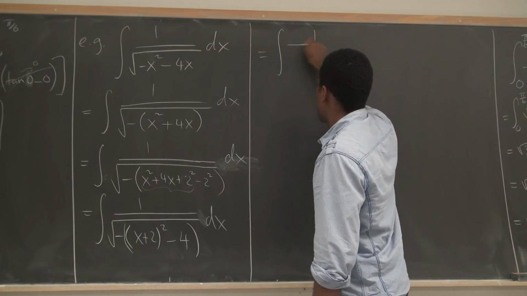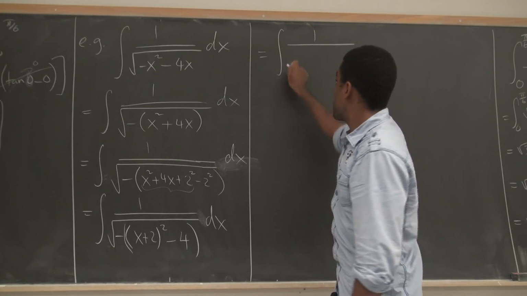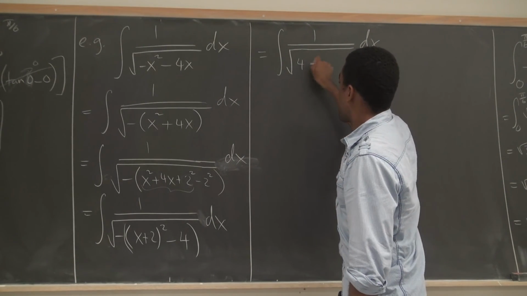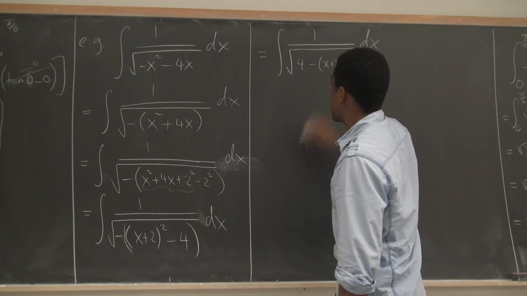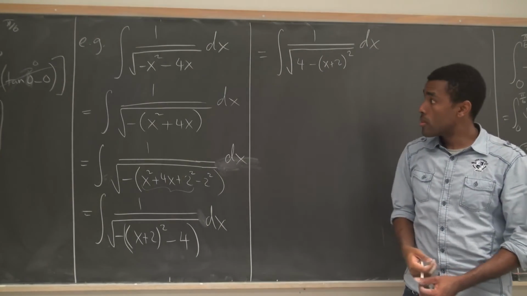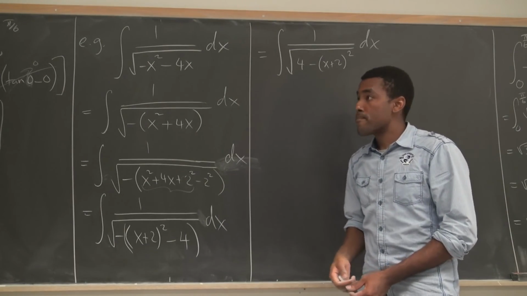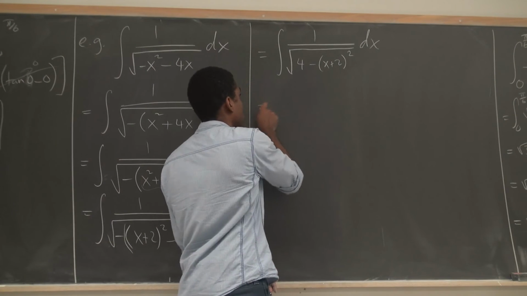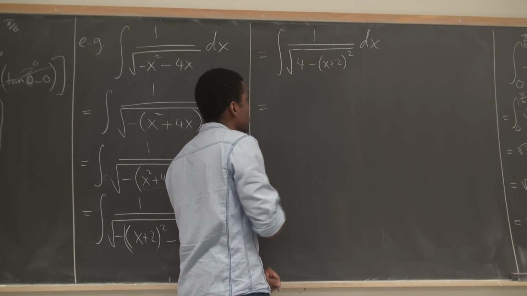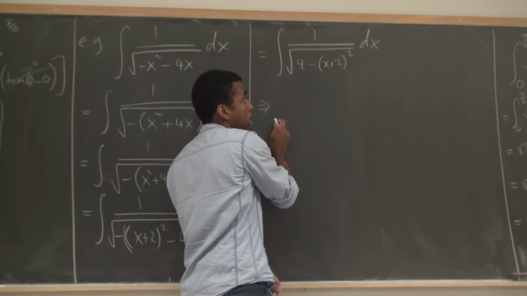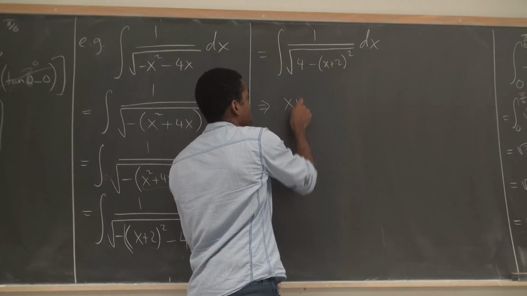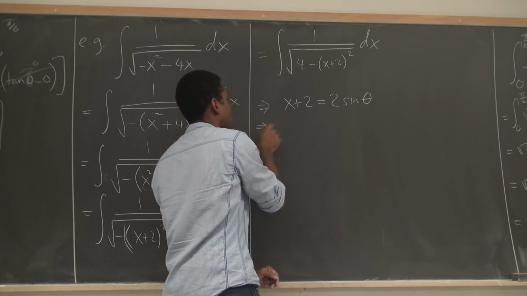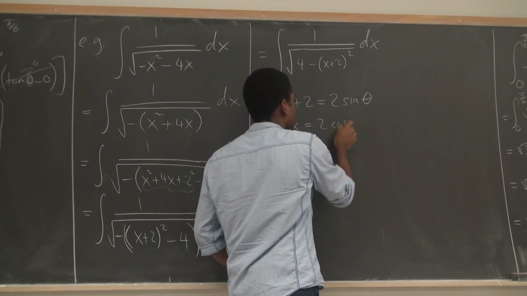What does the integral look like now? Four minus x plus 2 all squared. Can we deal with that one? So x plus 2 equals 2 sine theta. This means dx equals 2 cosine theta d theta.